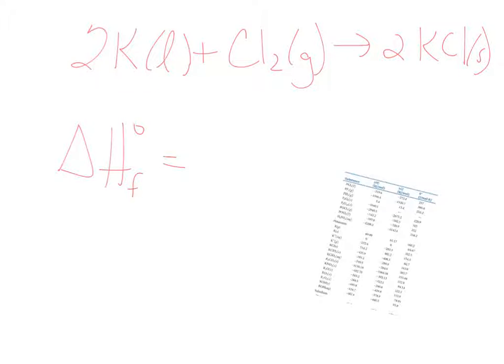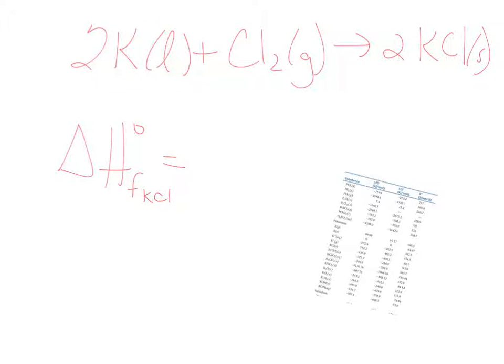Okay, the next question gives us this equation: 2 potassium as a liquid plus 1 mole of chlorine as a gas forms 2 potassium chlorides. And they're asking, is this the correct equation for the standard formation of potassium chloride? I could put a little FKCl down here.